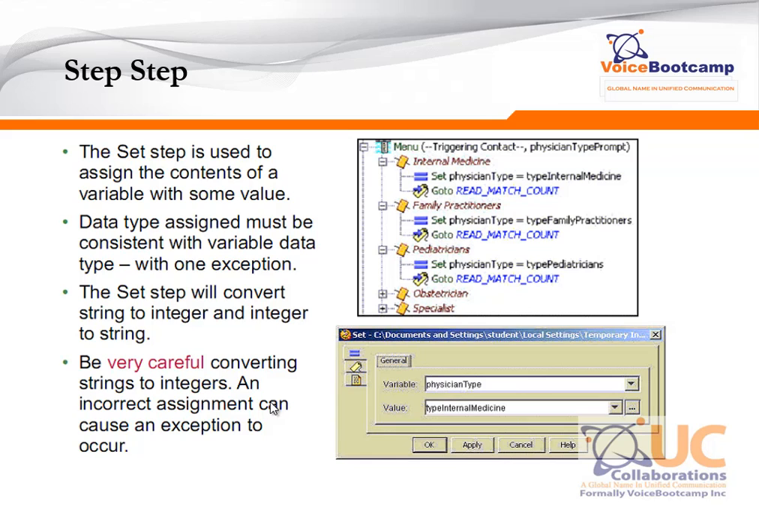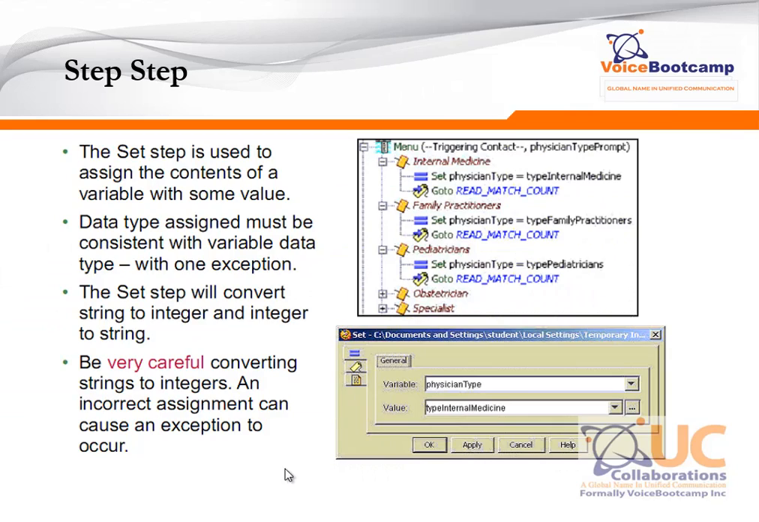Set step is used to assign the content of a variable with some value. For example, if I want to assign a value to certain things, here I can change the data type. The data type assigned must be consistent with the variable data type, with one exception. Set step will convert a string to integer and integer to string, but you've got to be very careful, because setting the wrong value type can cause different output.